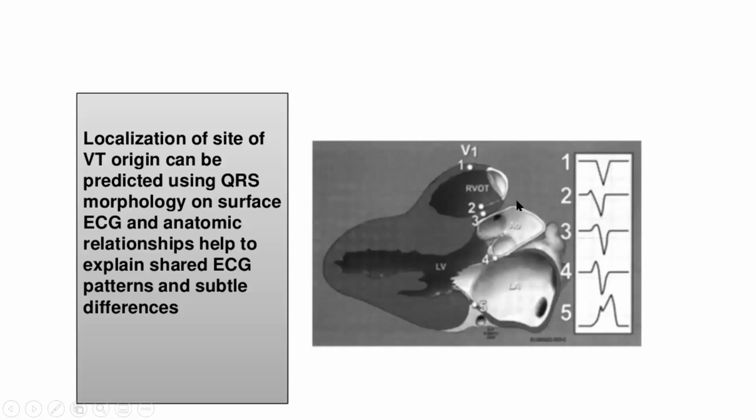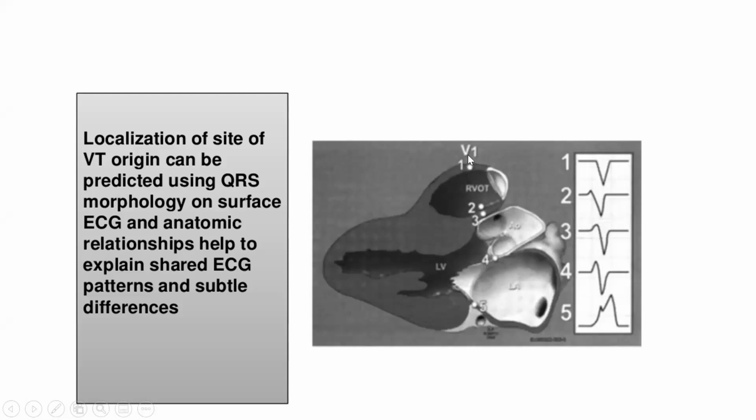So it is the heart, like a long axis, showing the points that we're talking about here, the V1 electrode in the chest wall. And these are the sites: the free wall RVOT, the septal RVOT, the right coronary cusp, left coronary cusp, and mitral annulus. And the localization can be predicted from the QRS morphology.